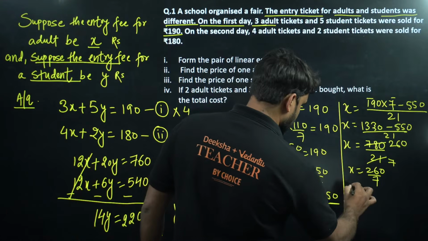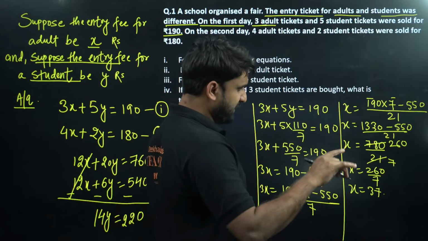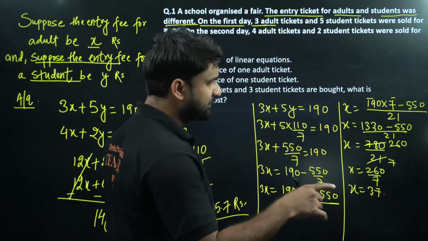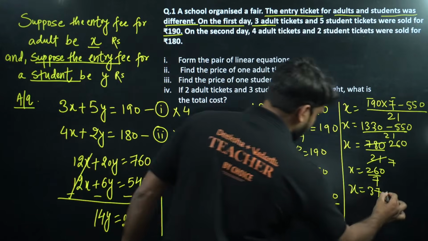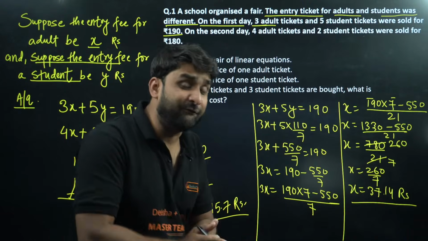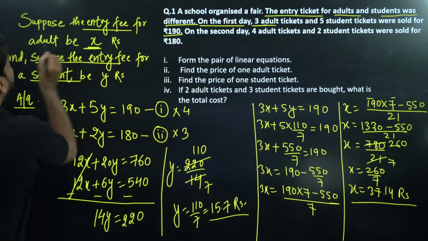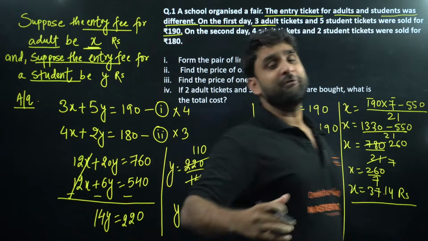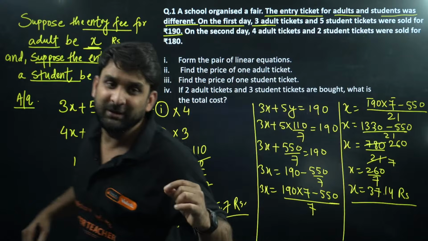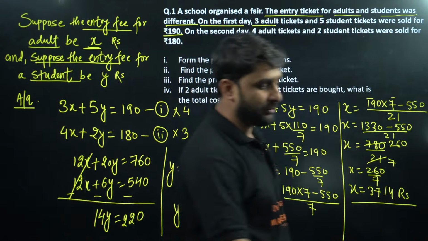So x will be equal to 37.14. Yes, this is the result. So x is equal to 37.14. So what is x? Entry fee for an adult person. So if anyone is an adult, the adult person has to pay 37.14 rupees at the entry gate to get entry in the event that is going on in the school premises.